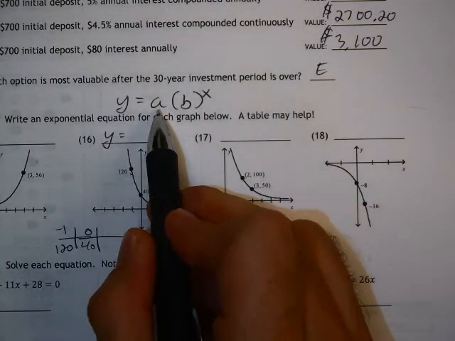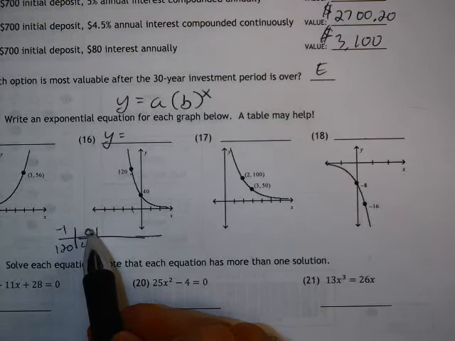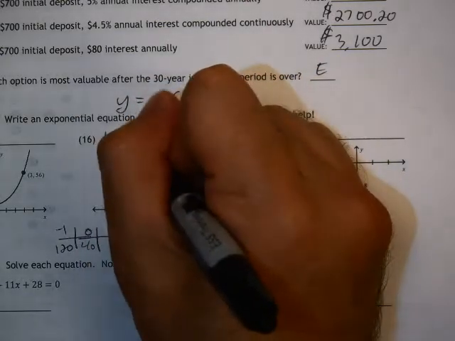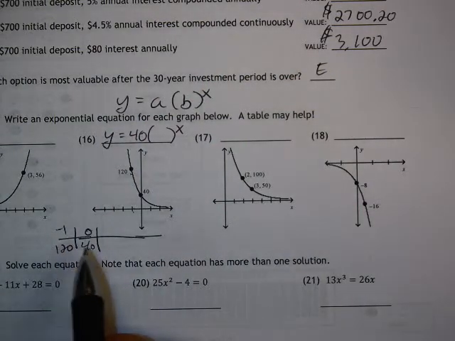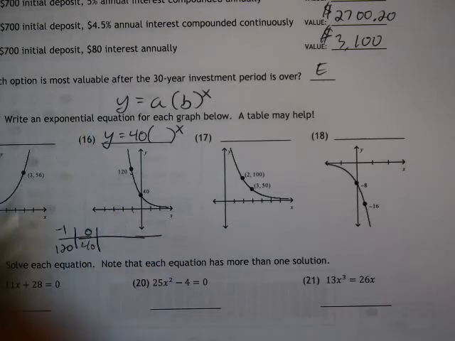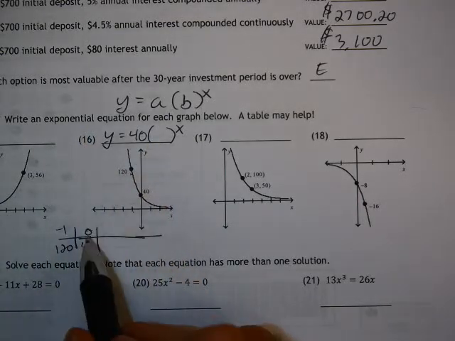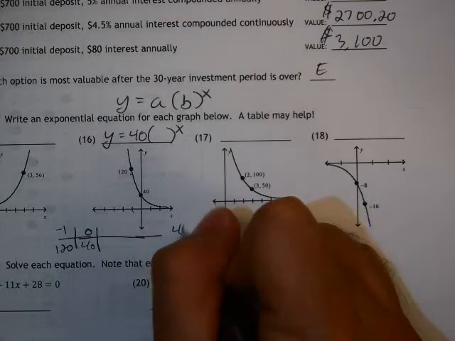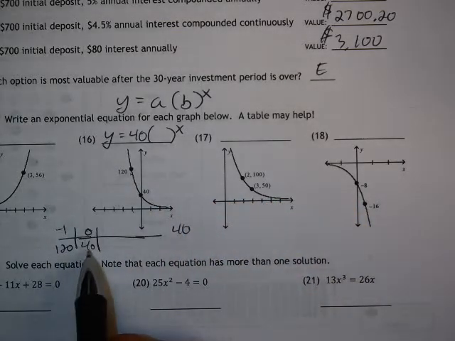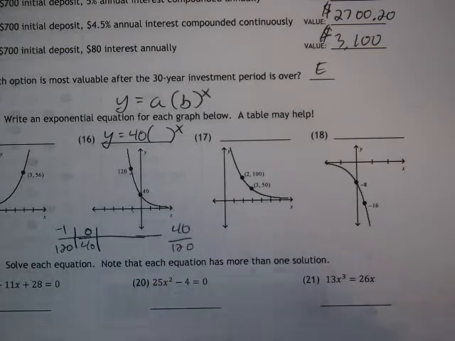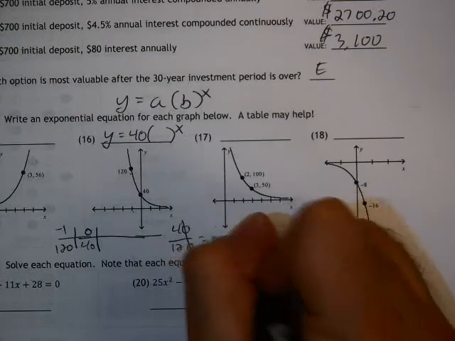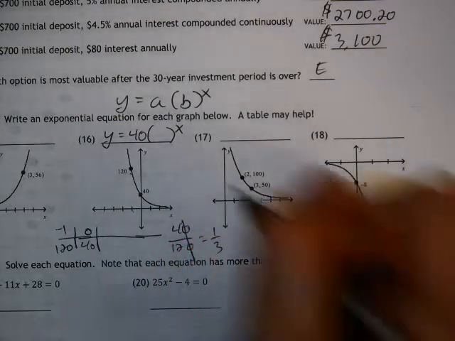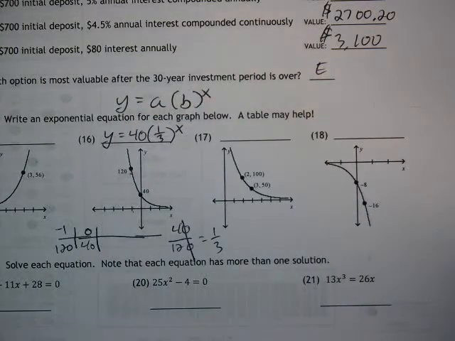The a value, remember, is the 0 term. That's the starting amount. So my 0 term is going to be 40. So it's going to be 40 times something to the x power. Now to go from this one to the next, we know it's exponential. So to get this multiplier, all we have to do is take our outputs and divide by the one before it. So we're taking this output of 40, we're dividing by the previous one, 120, which reduces, zeros cancel, 4 over 12 reduces to 1 over 3. There's my multiplier, 1/3 to the x power. So there's my equation for number 16.